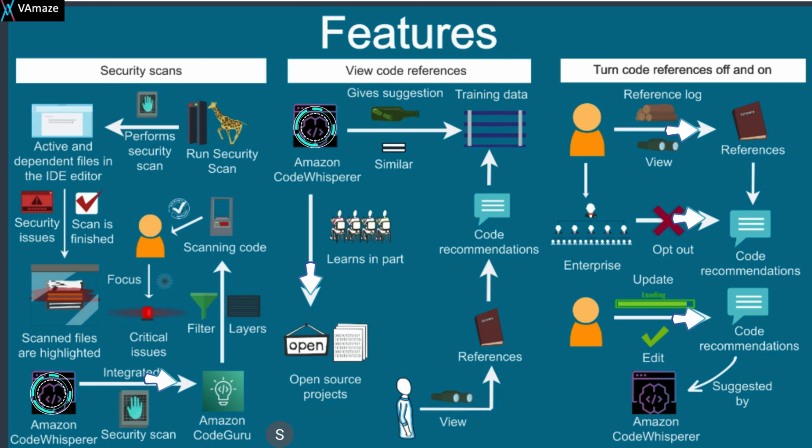View code references. CodeWhisperer learns, in part, from open-source projects. Sometimes, a suggestion it's giving you might be similar to a specific piece of training data. You can view references to code recommendations that are similar to training data.